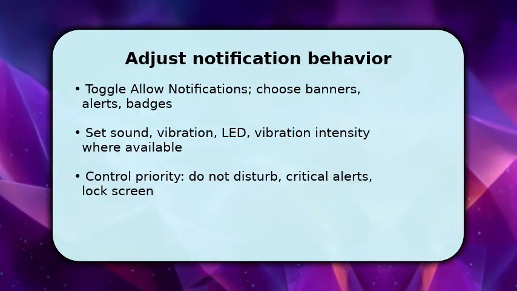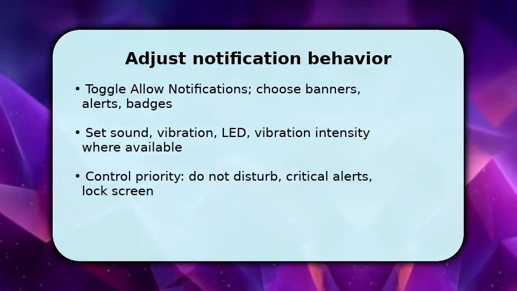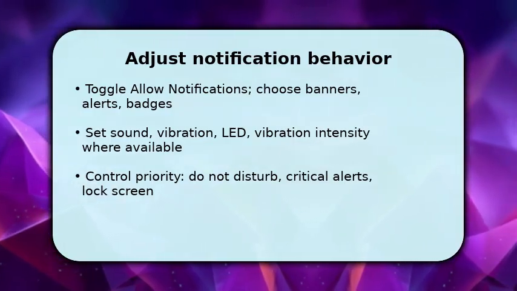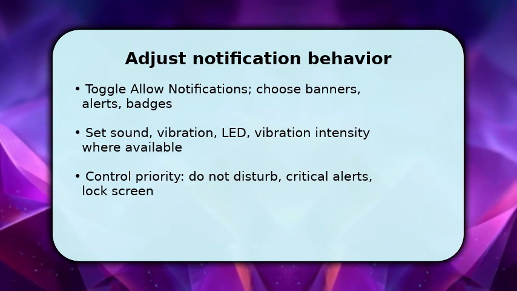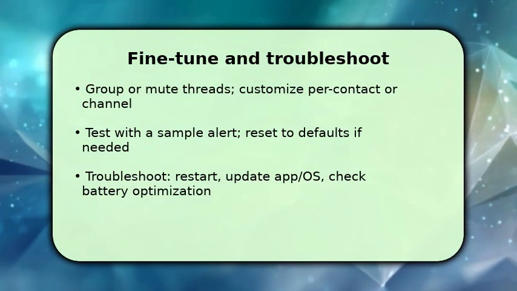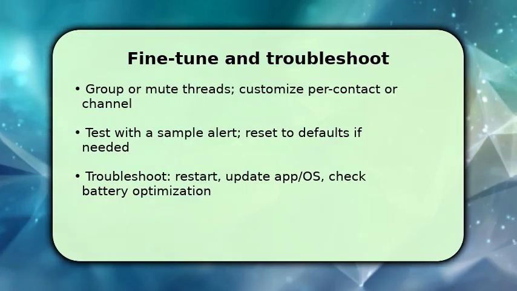Also configure priority settings. Place the app under Priority by fine-tuning channels, threads, or per contact rules so you only receive what matters. Once set, send a test notification or use app test tools to verify sound, vibration, and visibility.